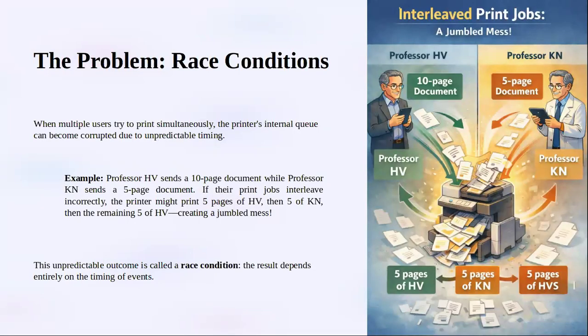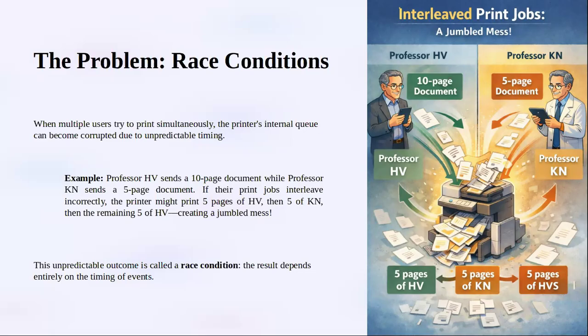Let us move deeper into this problem statement and understand what exactly can go wrong. So when multiple users or processes try to access the shared printer at the same time, the system may behave in an unpredictable and incorrect way. And this situation is called a race condition. So let us understand this term very clearly. A race condition occurs when the final result depends on the timing of events, meaning which process runs first and how fast it runs compared to others. It is like a race between processes where each one is trying to complete its task before the other.